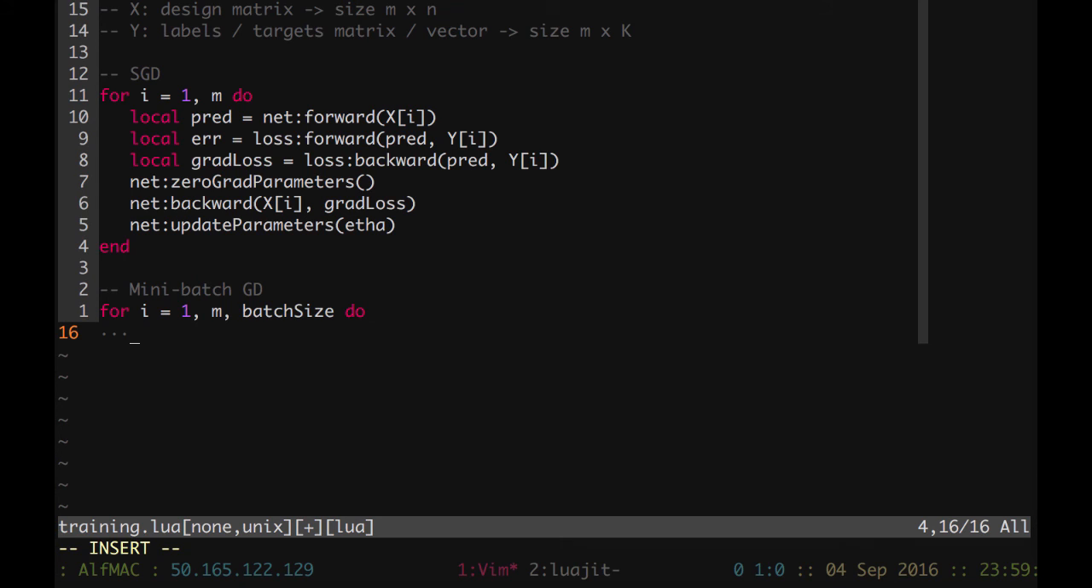So we start by zeroing the parameters, and then we do for j going from 0 to the batch size minus 1. At the beginning, i plus j is equal to 1, and for the last value of j, which is batch size minus 1, it is going to be the batch size. So it goes from 1 to 128. Then the second time it is going to be 129 to 256. Then it's going to be 257, and so on.